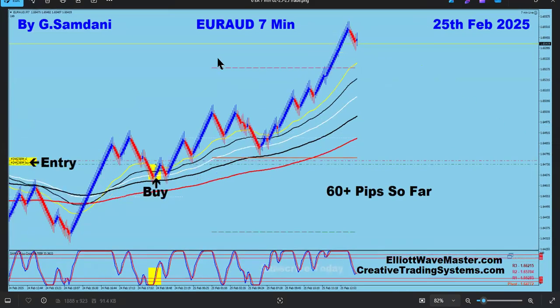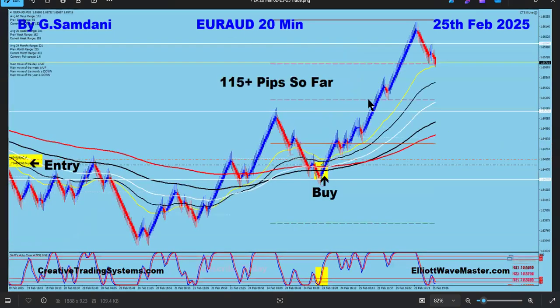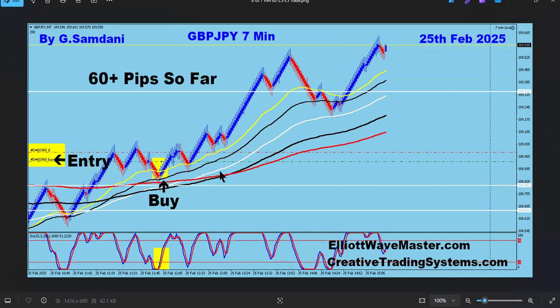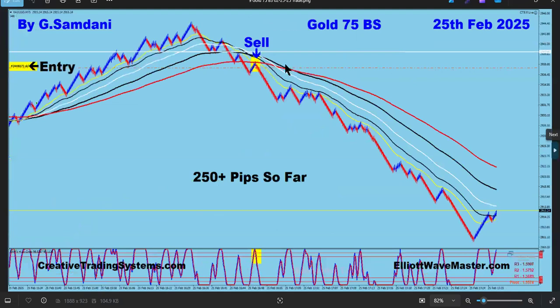Here on the 25th, Euro Aussie for 60 pips. Again, Aussie was getting weaker, so both of these pairs went to the upside. Now this week, they're going to drop, so be careful. Euro Aussie again went up on the 25th. Buy orders right there. Pound Yen going to the upside on the 25th for 60 pips. And this is gold dropping big time. On the 25th, sell orders right there.